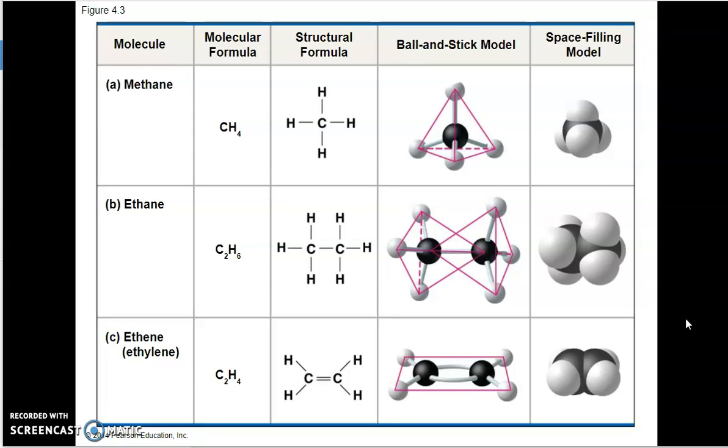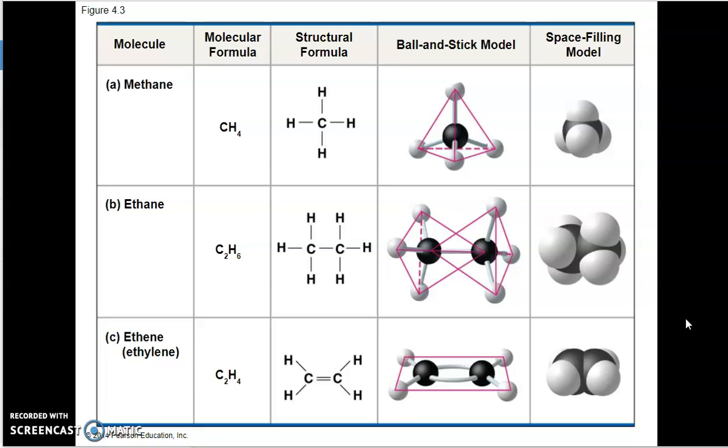Here you can see the shapes of 3 simple organic molecules. We have methane, which is the simplest of the hydrocarbons. We have molecular structural formulas, ball and stick models, and then space-filling models. All 4 of those representations are of the same thing.